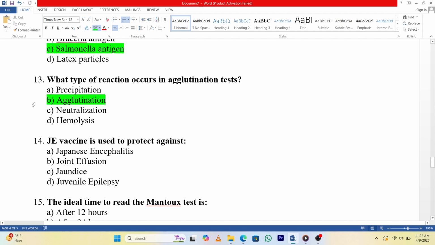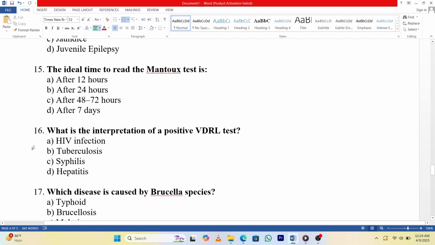14. JE vaccine is used to protect against A. Japanese encephalitis. B. Joint effusion. C. Jaundice. D. Juvenile epilepsy. Answer, A. 15. The ideal time to read the Mantoux test is A. After 12 hours. B. After 24 hours. C. After 48-72 hours. D. After 7 days. Answer, C.